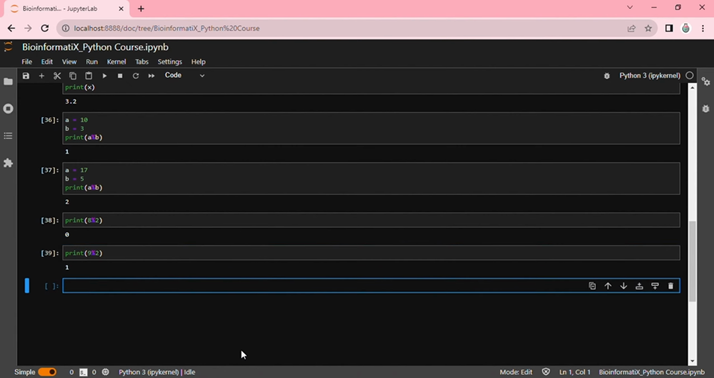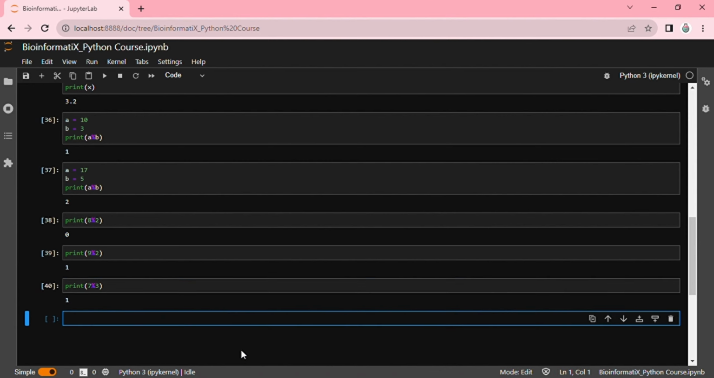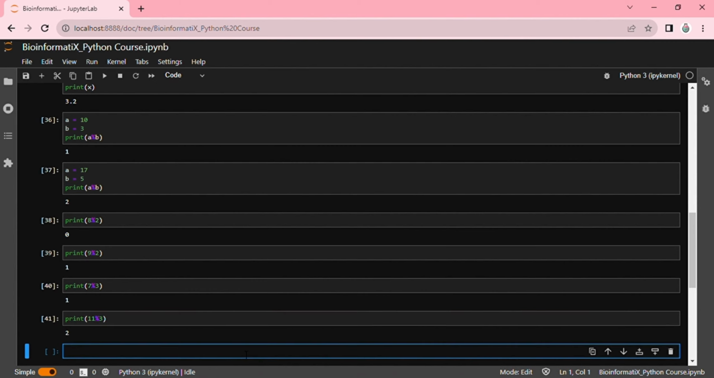And finally, if the divisor is odd, the remainder is either 0 or an even number, depending on the dividend. For example, when we print 7 modulus 3, it gives us 1. And 11 modulus 3, it gives us 2.